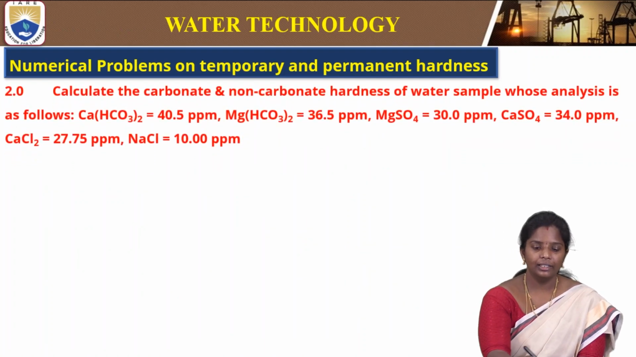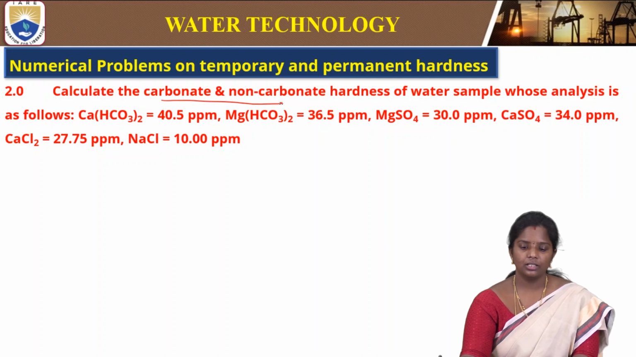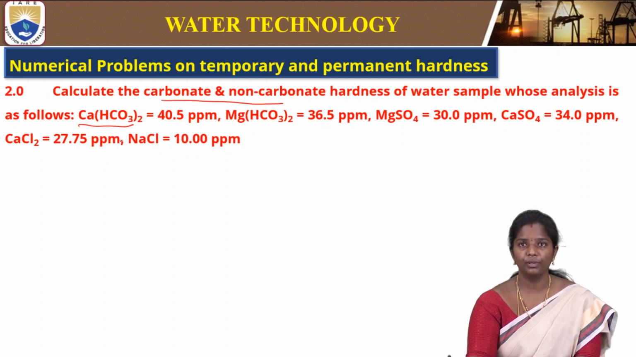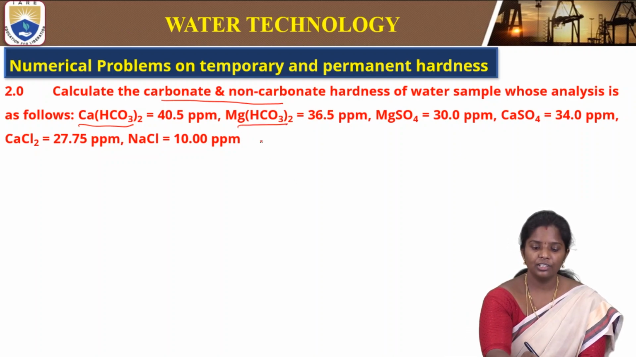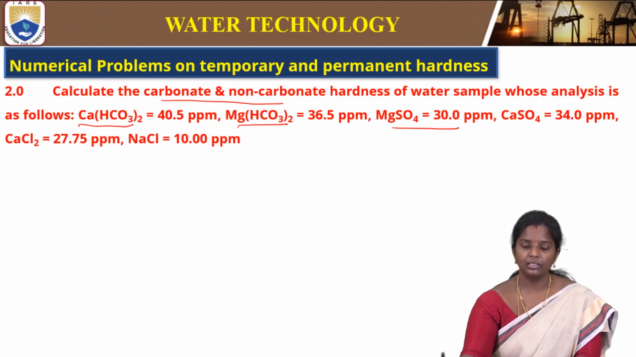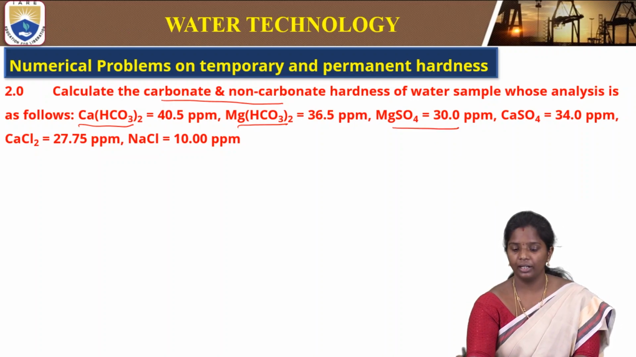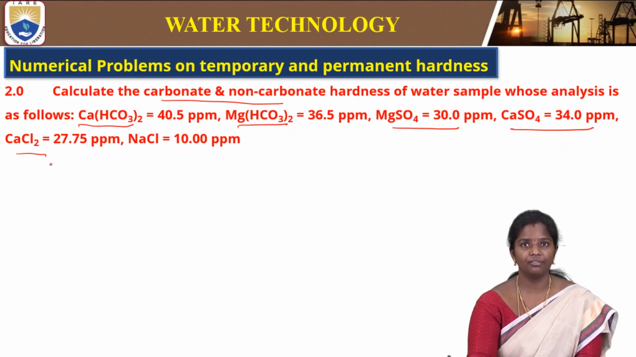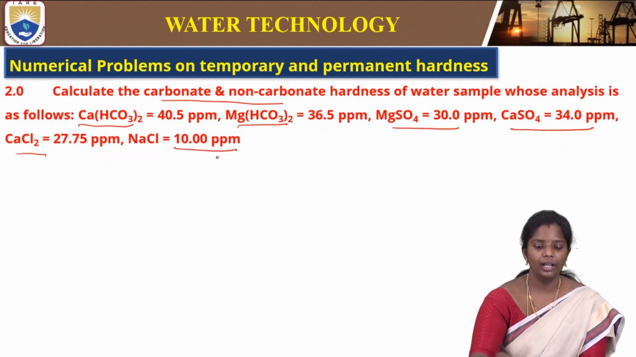Next, calculate the carbonate and non-carbonate hardness of a water sample whose analysis is as follows. Calcium bicarbonate is 40.5 ppm. Magnesium bicarbonate is 36.5 ppm. Magnesium sulfate is 30 ppm and calcium sulfate is 34 ppm. It also has calcium chloride, which is 27.75 ppm, and sodium chloride 10 ppm.